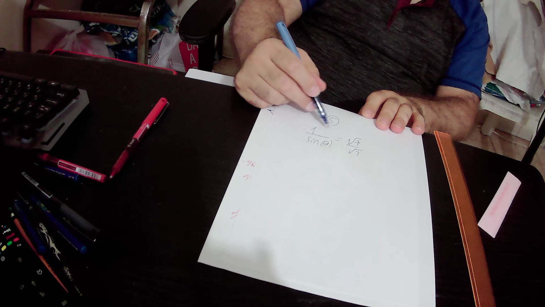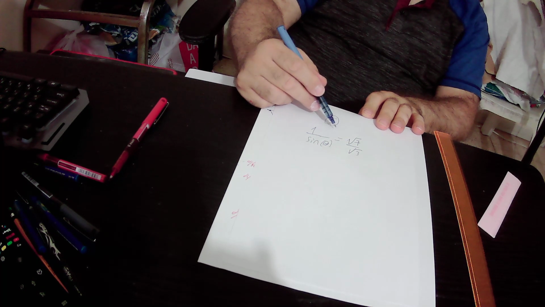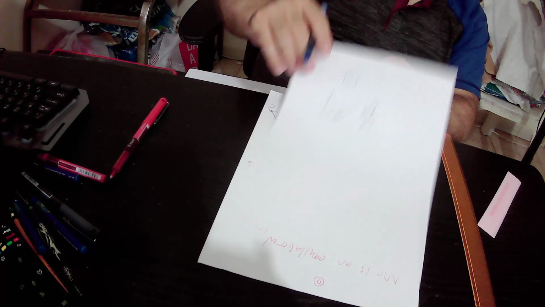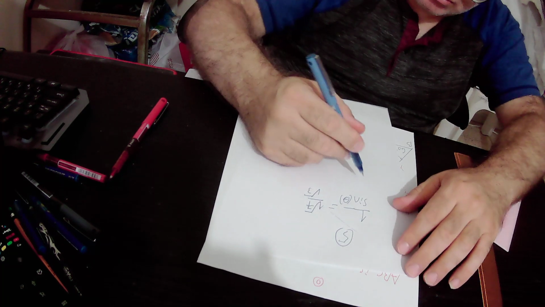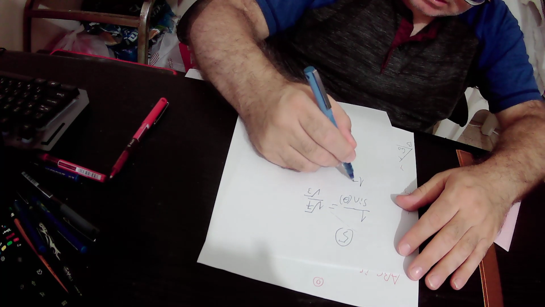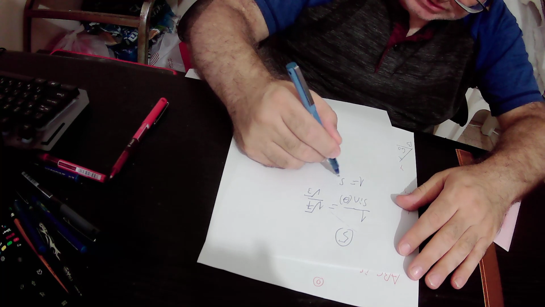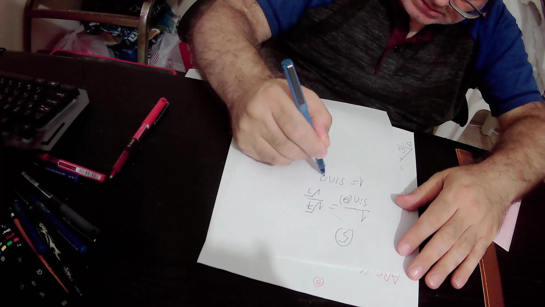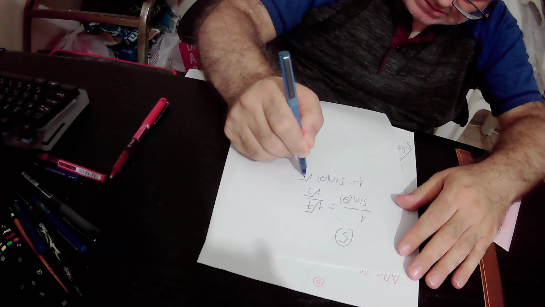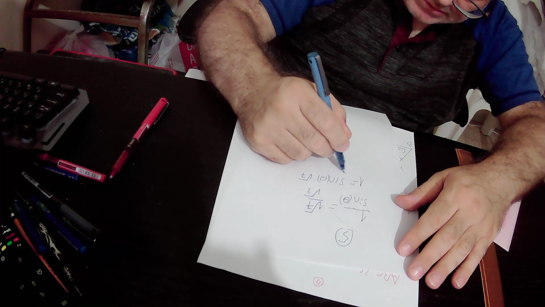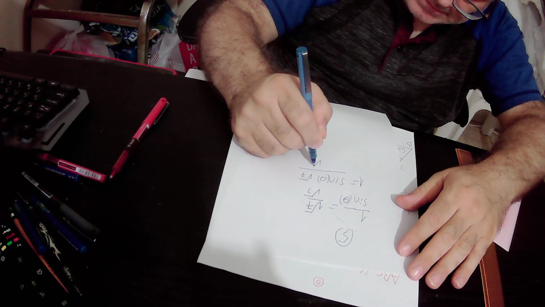Here we will multiply this equality by sinus theta, and we will get that 1 equals sinus theta times root 7 over root 3.